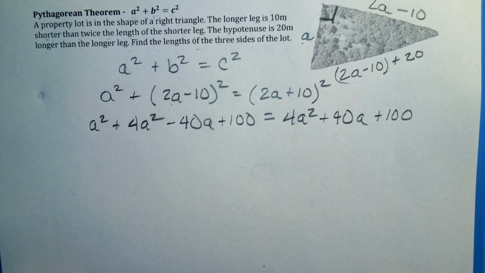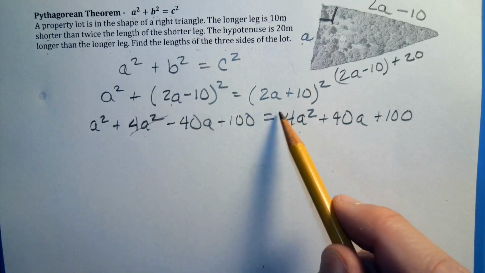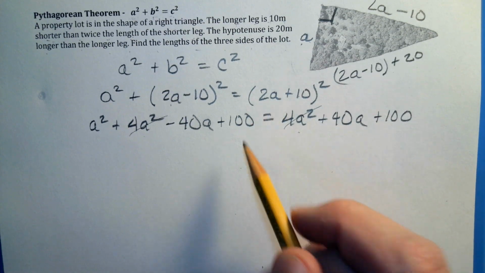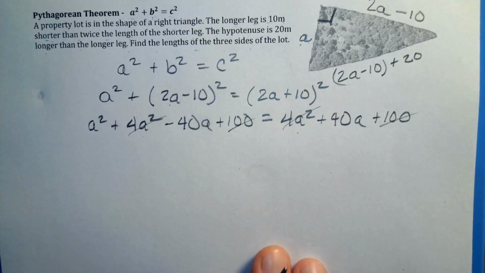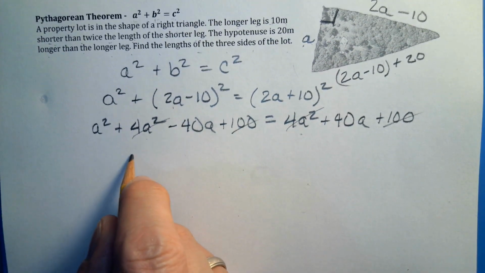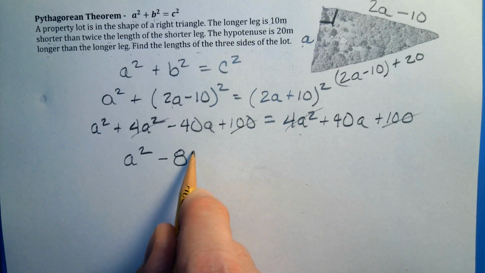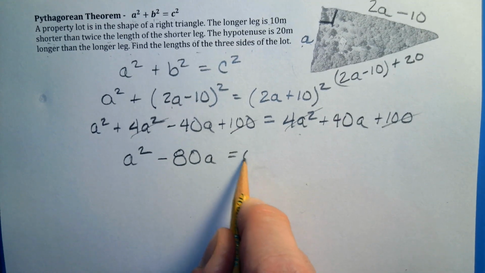All right, now this one's pretty simple to simplify. We have the same thing on both sides here, so I know those are going to cancel. The 100s are also going to cancel. I'm going to bring this 40A over. I get A squared minus 80A equals 0.